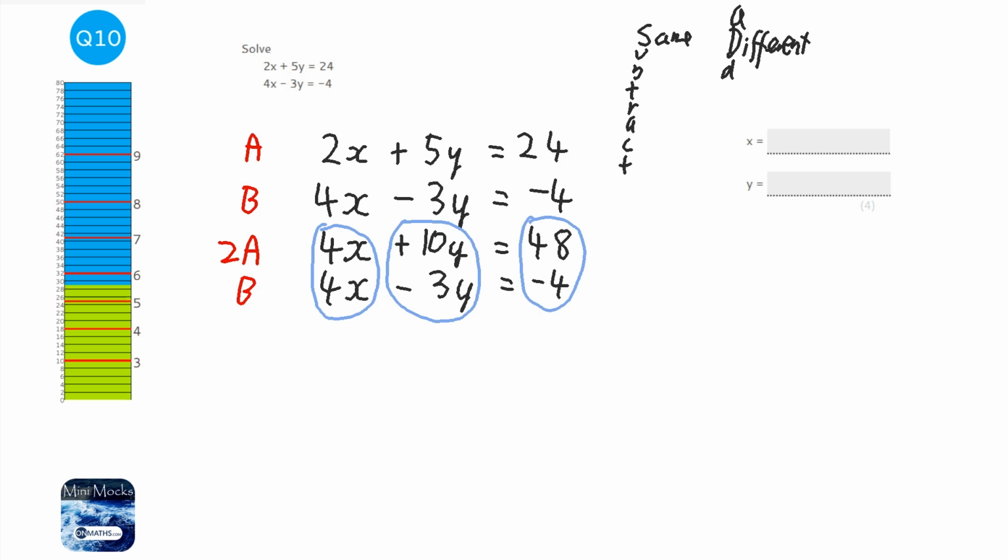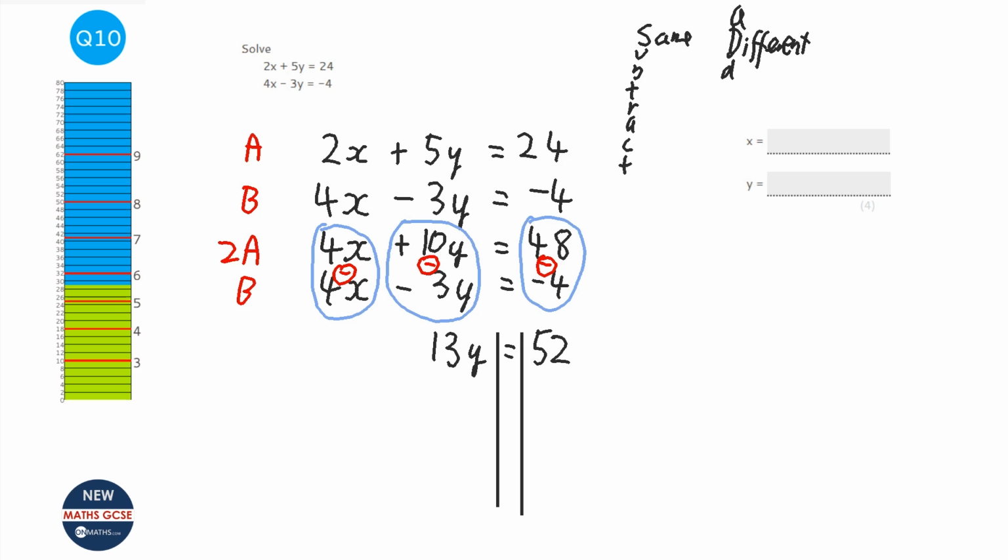Okay, now the signs are the same because they're both positive, so we are going to be subtracting. So minus there, a minus there, and a minus there. Okay, let's start. 4x take away 4x is nothing, which is good because it needs to be nothing. 10y minus 3y. Now 2 minuses make a plus, so that's 10y plus 3y, which would be 13y. And we've got 48 plus, because the 2 minuses make a plus 4, which is going to be 52. I'm going to put my lines in.